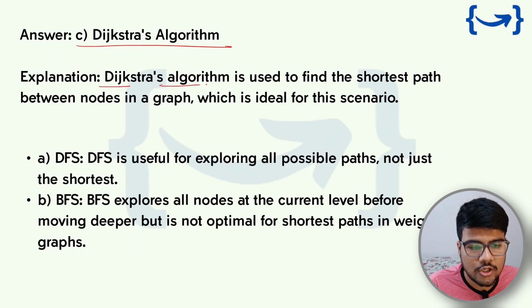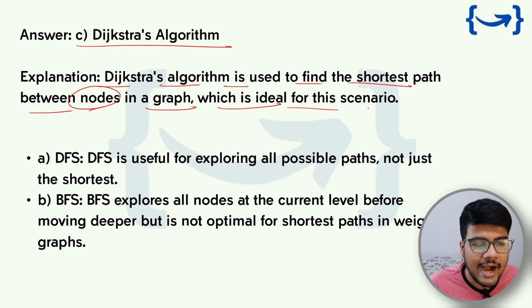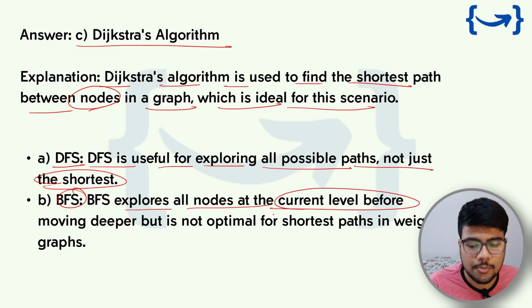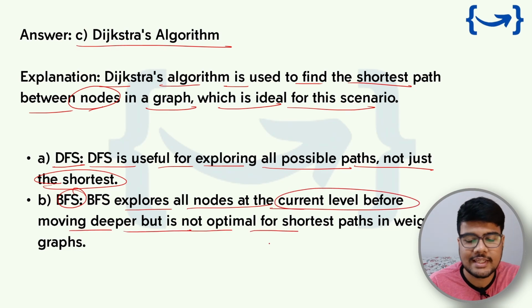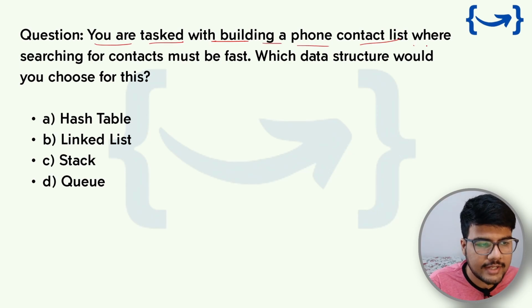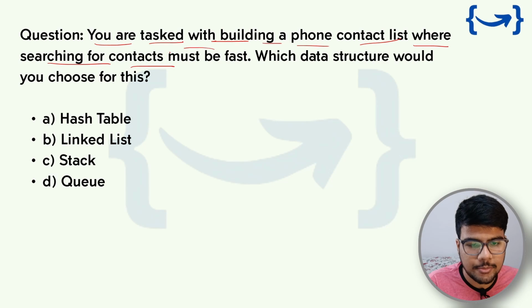Explanation: Dijkstra's algorithm is used to find the shortest path between nodes in a graph, which is ideal for this scenario. Fantastic. DFS is useful for exploring all possible paths, not just the shortest. And BFS, as I told, explores all nodes at the current level before moving deeper, but it's not optimal for shortest path in weighted graphs. Okay, so as we talk about weighted, we need to take all these things into account as well. Question: you are tasked with building a phone contact list where searching for a contact must be fast.